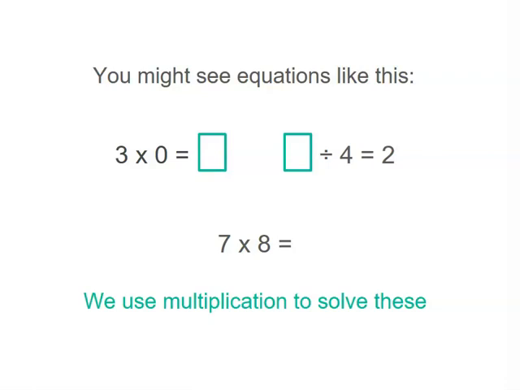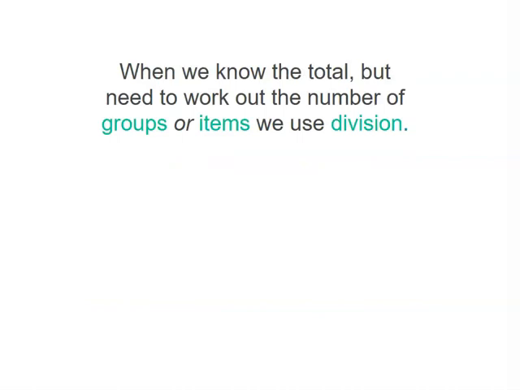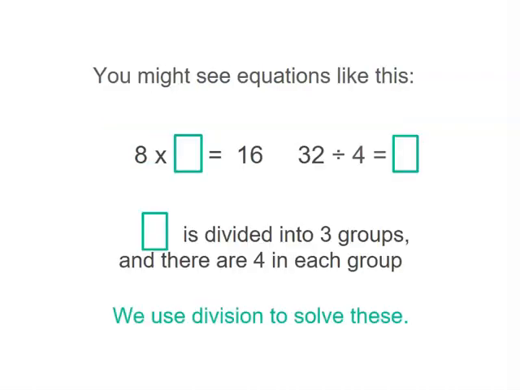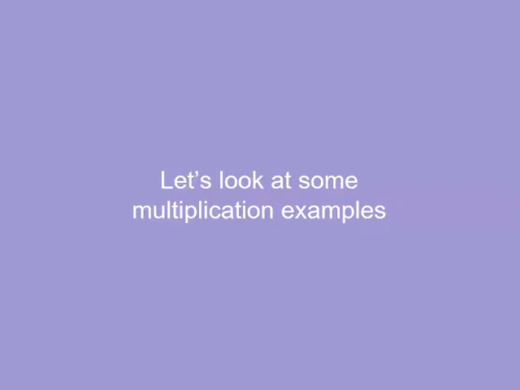In each of those examples, we don't know the total. When we know the total, but we need to work out the number of groups or items, we use division. You might see equations like this. 8 multiplied by something equals 16. 32 divided by 4 equals something. Or we have a total divided into 3 groups with 4 in each group, and we don't know our total. So we'd use division for these.